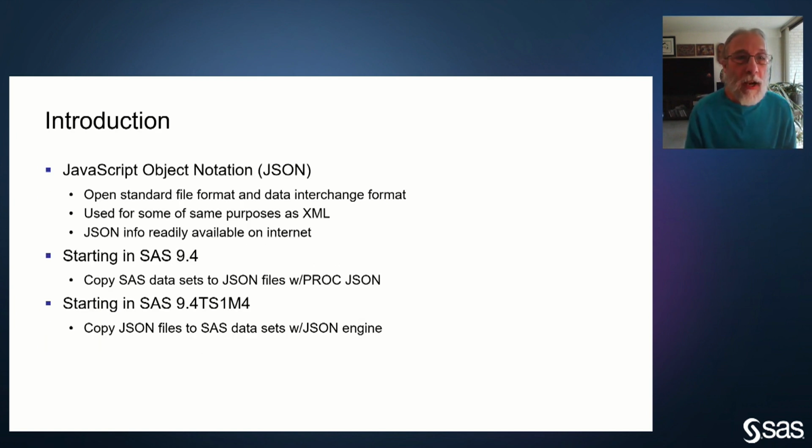Now, what is JSON? It stands for JavaScript Object Notation. It's an open standard file format and data interchange format. If you know XML, it's kind of like XML, except it's kind of a competitor. It uses some of the same kinds of things, and it's used for some of the same purposes. And there's all kinds of good info about JSON on the internet. Starting in SAS 9.4, you can copy SAS datasets to JSON files with PROC JSON, and starting in 9.4 TS1M4, you can copy JSON files to SAS datasets with the JSON engine.